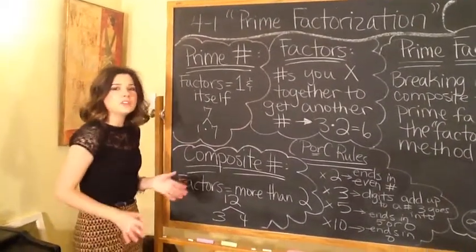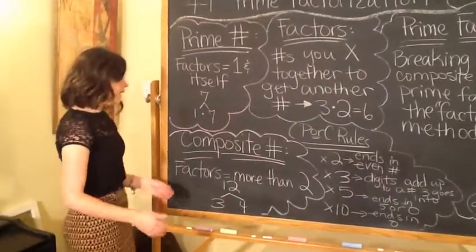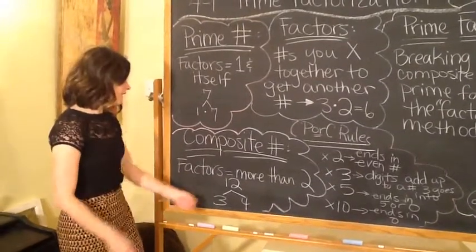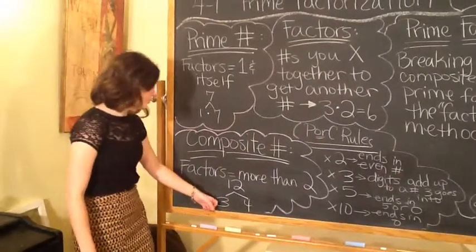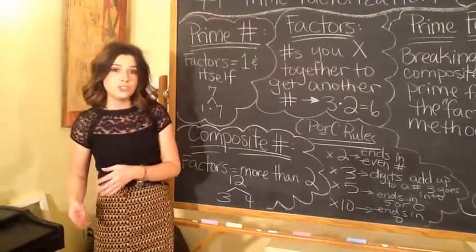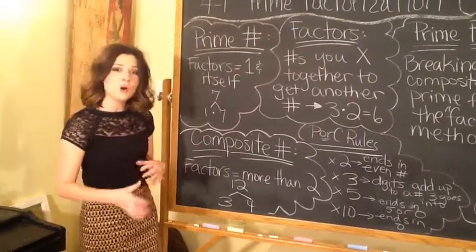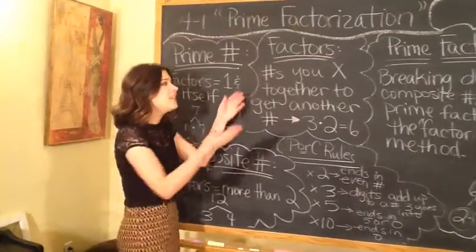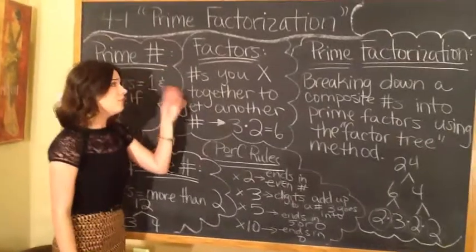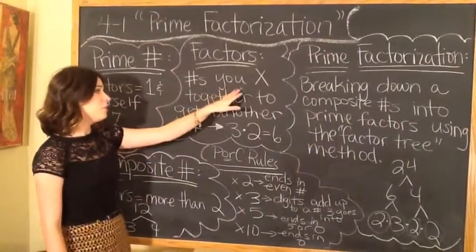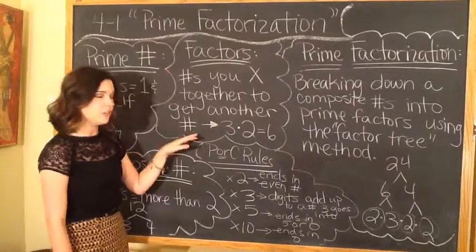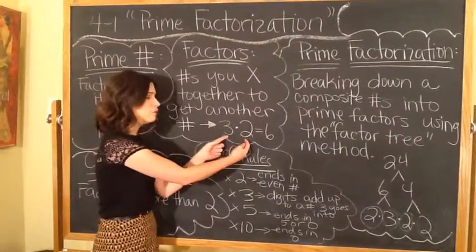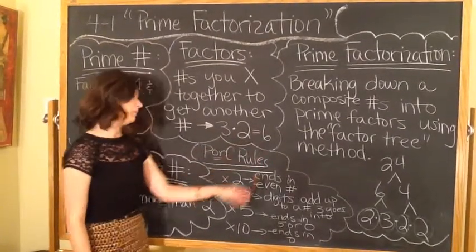A composite number is almost on the other side of the spectrum. You have numbers that have more than 2 factors. So it's numbers like 12 that can be broken down into 3 and 4. It can be broken down into 2 and 6. So it's more than just 1 and 12. Now we're talking about breaking it down to factors. So what is a factor? A factor, or factors, are numbers that you can multiply together to get another number. So 3 and 2 are factors of 6 because they're multiplied together to give you 6.